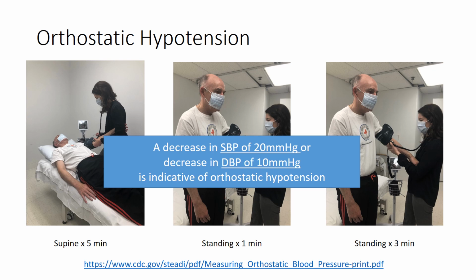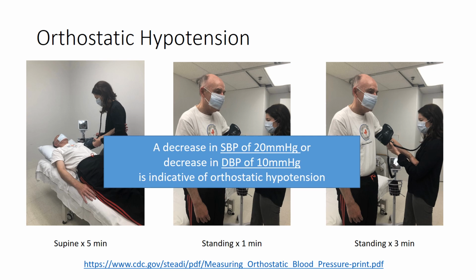So to test for orthostatic hypotension, you can have your patient lay supine for 5 minutes, take their blood pressure, then go immediately to standing. They'll stand for 1 minute. After that 1 minute standing period, you'll take their blood pressure, have them stand for 3 minutes, and take the blood pressure following 3 minutes of standing.